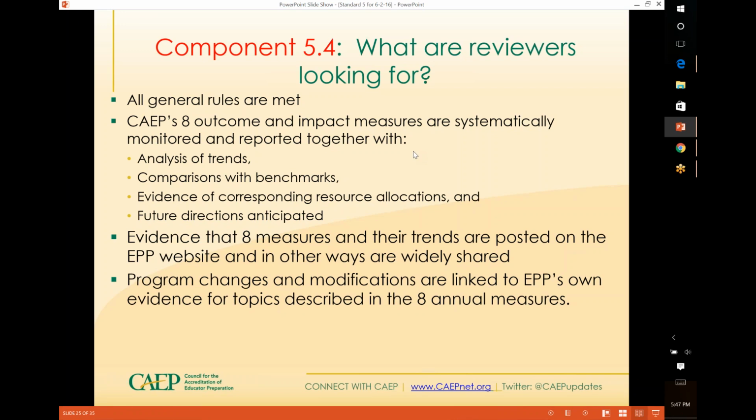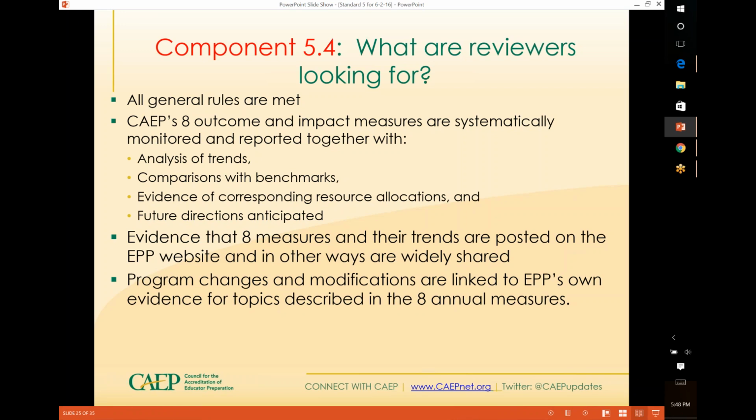So they also want to see that the evidence of the 8 measures and the trends are posted on your website, or that you're widely sharing them. It happens to be a requirement of one of the higher education accreditors that this outcome and impact measures are posted on the website. And so I think there was a big press from CAEP at one time to ask, okay, where can we find this on your website?